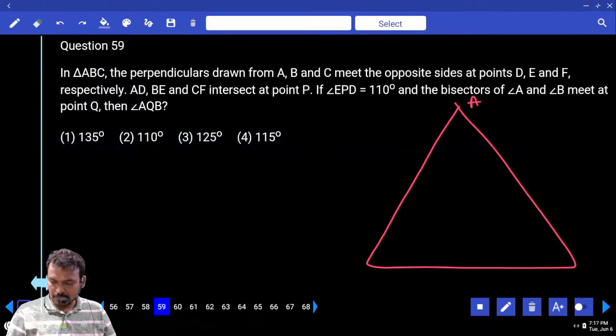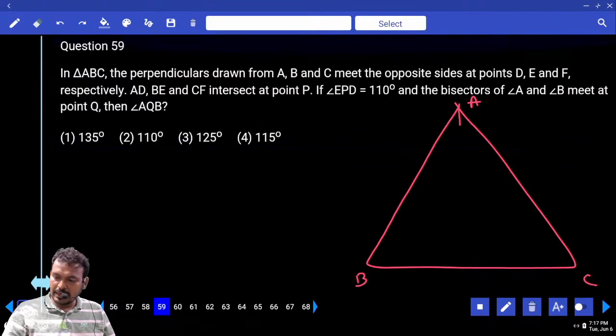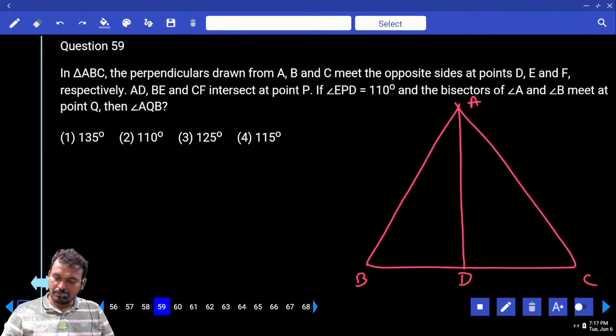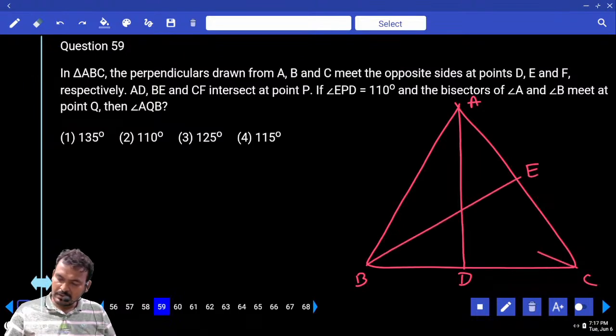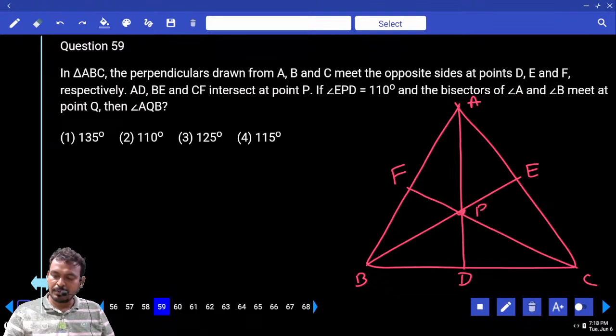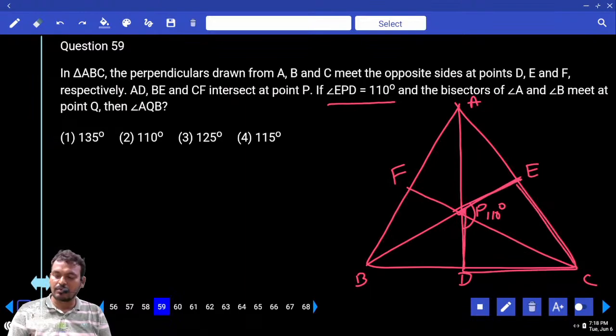First of all, triangle ABC. Next AD, next one BE, next one CF. All these meet at point P. Angle EPD equals how much? 110. EPD means this angle is how much? 110. Okay. And here EPDC is considered a quadrilateral. In a quadrilateral, what is the sum of the opposite angles? 180. If it is 110, then the opposite value is 70.